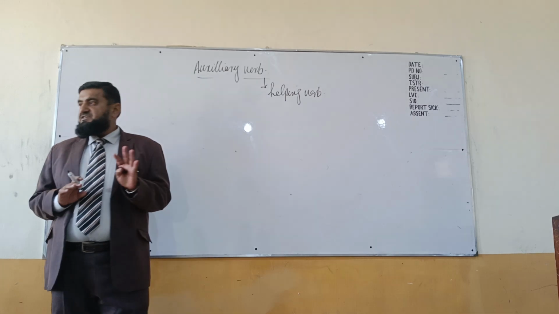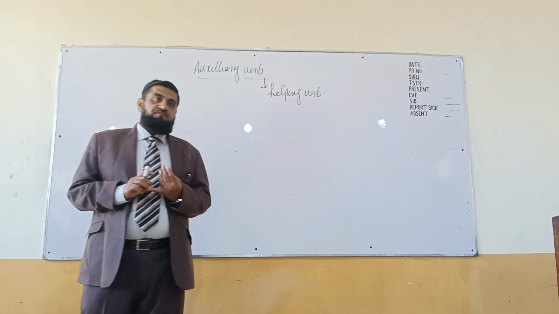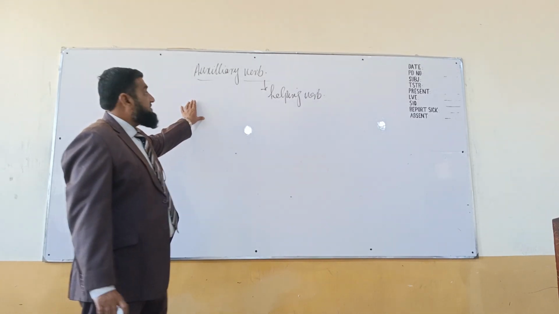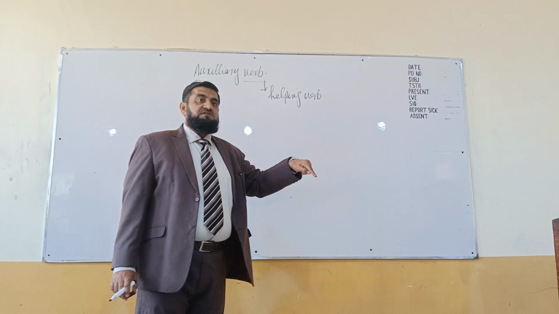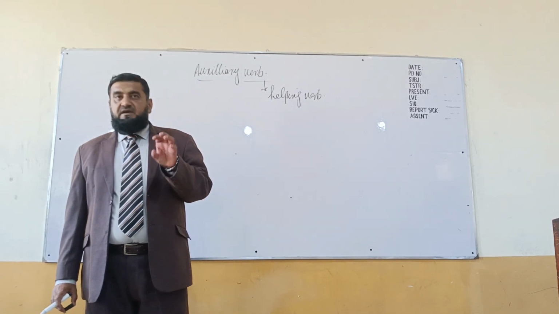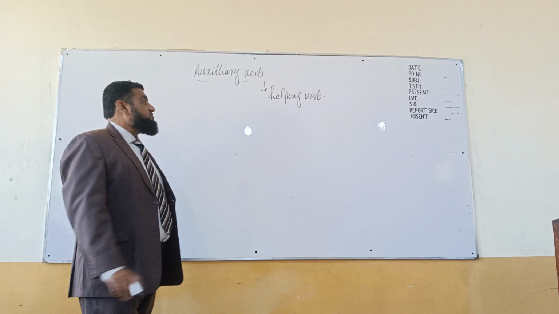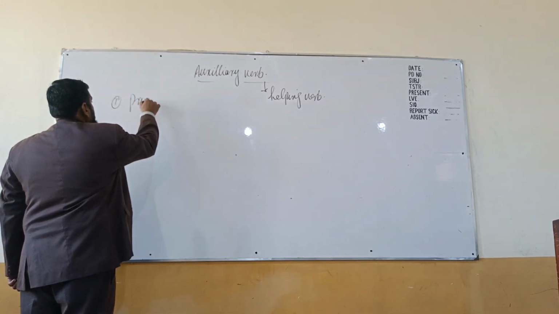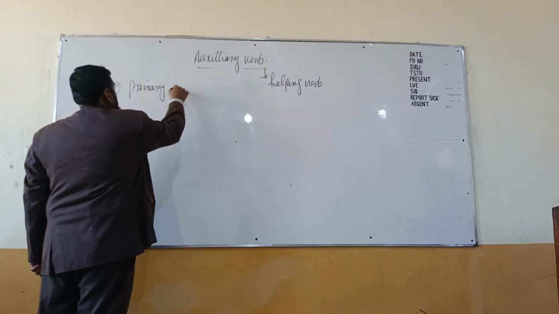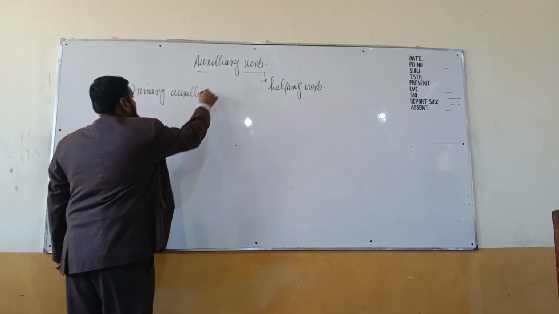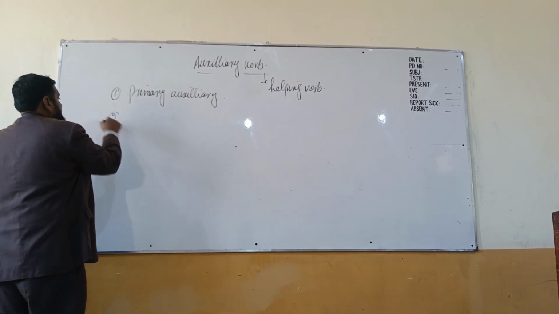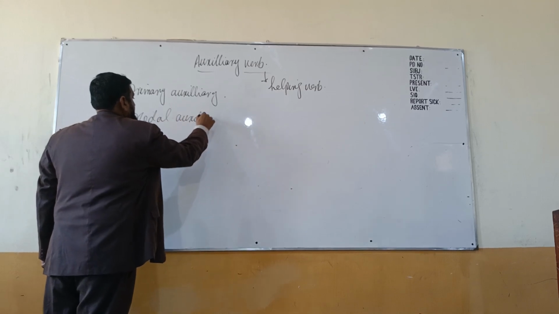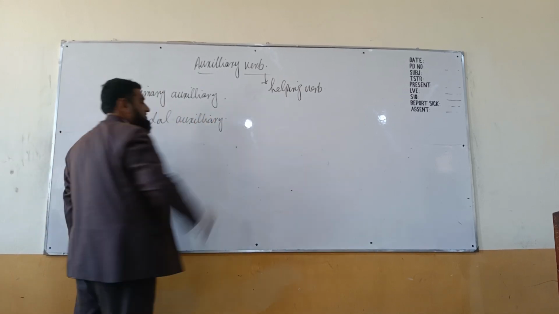Two things will be detected. One thing we will call sense, another we will call tense. So an auxiliary is a verb which helps the main verb to detect the sense and tense. Auxiliary has two kinds. One is called primary auxiliary. Another is called modal auxiliary.